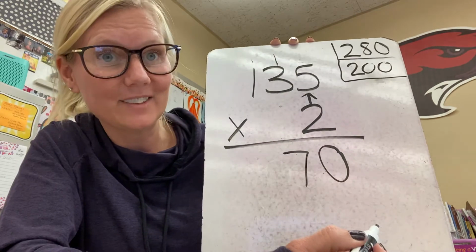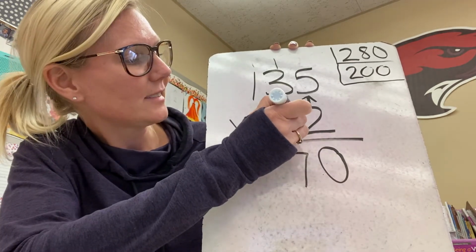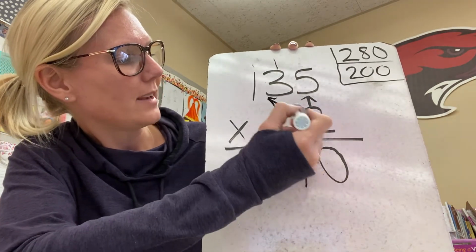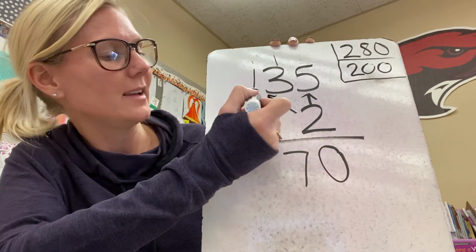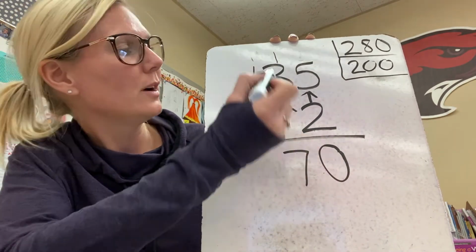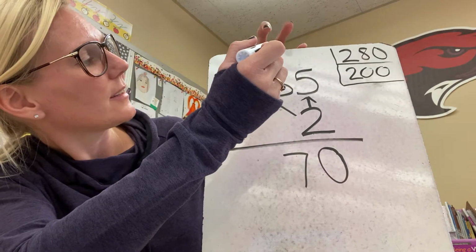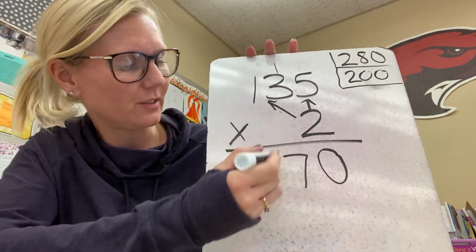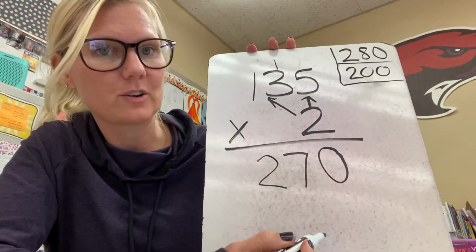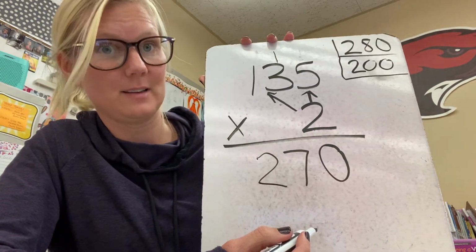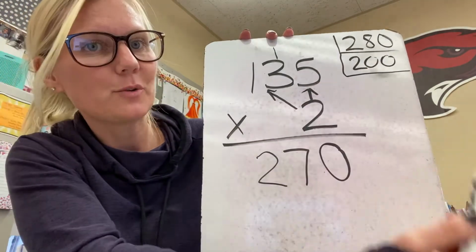Okay, we haven't done this triple digit yet. So let's take 2 times 1. 2 times 1 is 2. And there was nothing on top. I need to get rid of that. 2 times 1 is 2. So my answer is 270. That's my actual answer. So now let's go back up to our estimates.